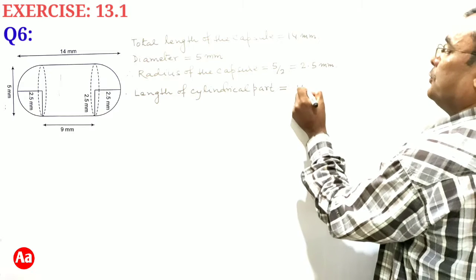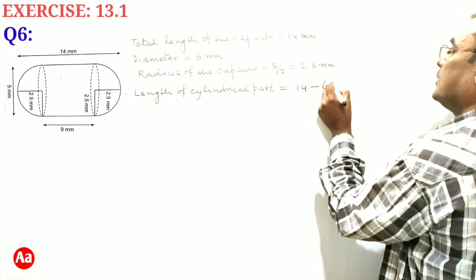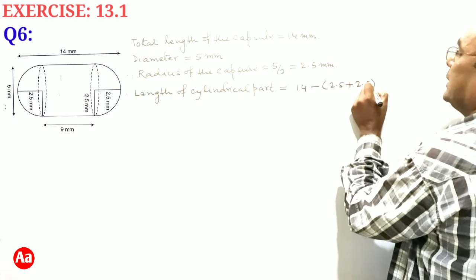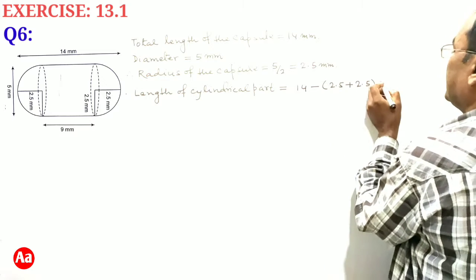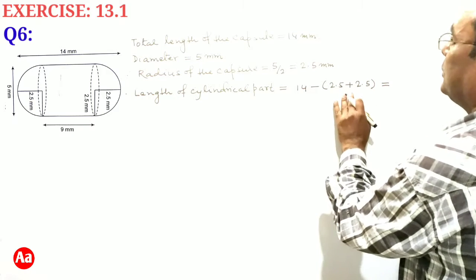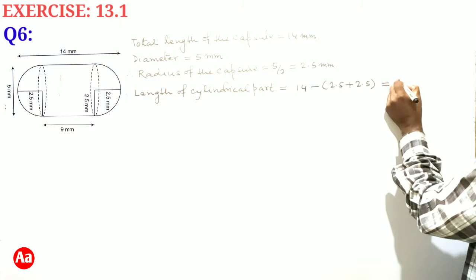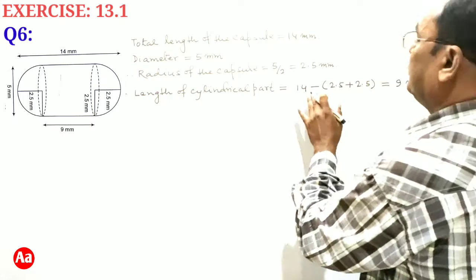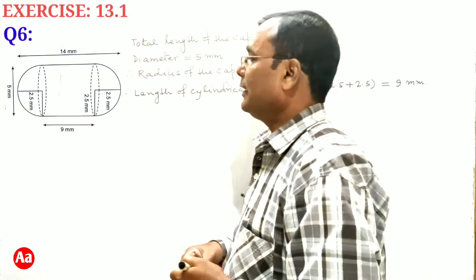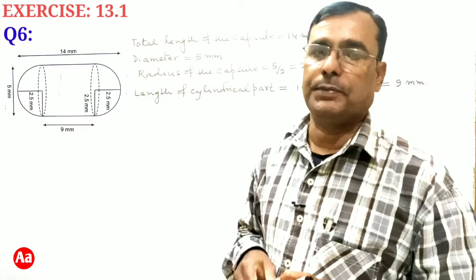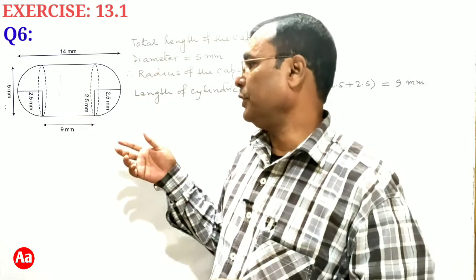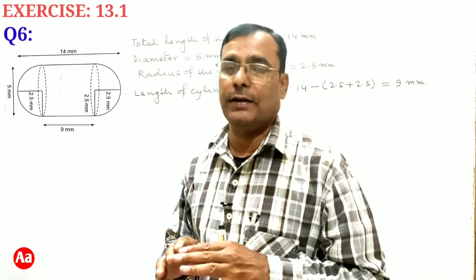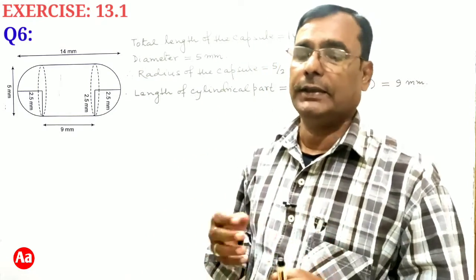So this is 14 minus 2.5 plus 2.5, the radius of two hemispherical ends, and this is equal to 14 minus 5, 9 millimeter. So 9 millimeter is the length of the cylindrical part of the capsule. Now we are going to find the surface area of two hemispherical ends and the surface area of the cylindrical part of the capsule.